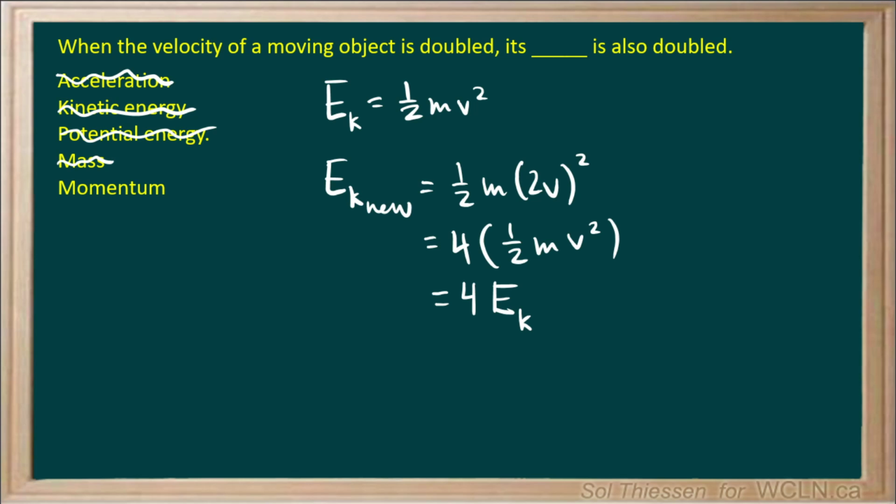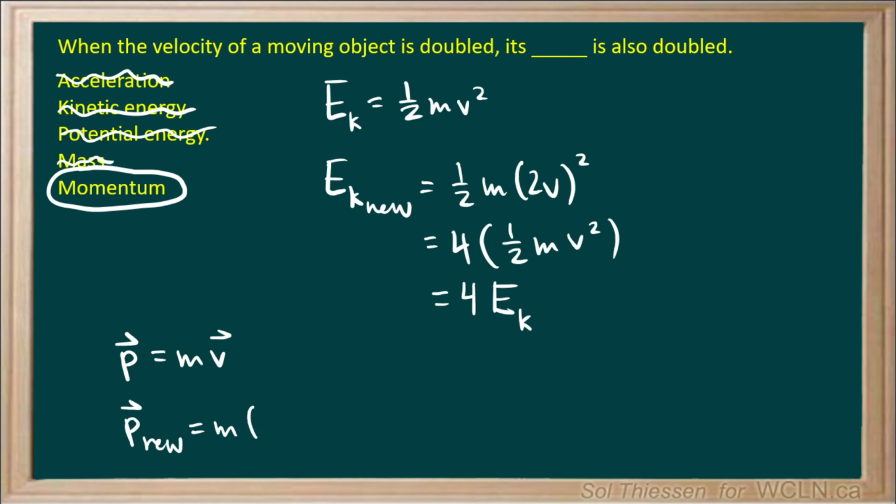And then finally we have momentum. And this obviously must be the correct choice since it's the only remaining choice. We know that momentum is equal to mass times velocity. So we see that momentum is directly proportional to velocity. So if we double the velocity of a mass that remains constant, we end up with twice the momentum.